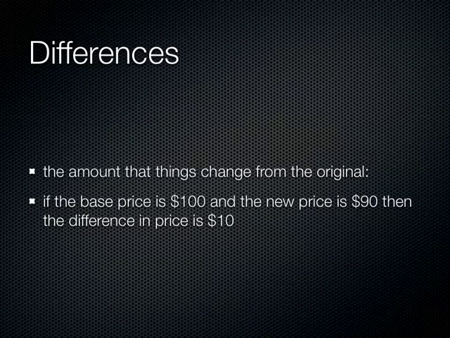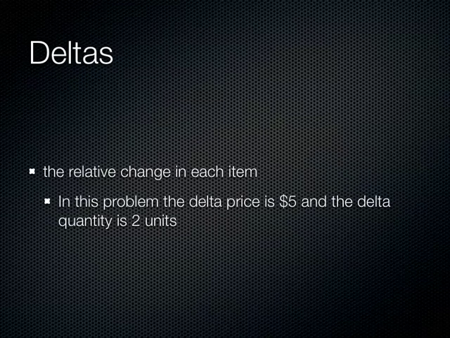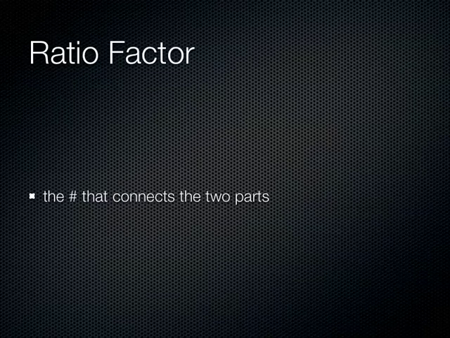So if the base price is 100 and the new price is 90, then the difference in price is 10. But the deltas is the relative change in each item. Now remember, the problem said for every $5 increase in price, there was a 2-unit decrease in quantity. So the delta price is $5 and the delta quantity is 2 units, or actually negative 2 units. So the ratio factor is the number that connects the two parts.